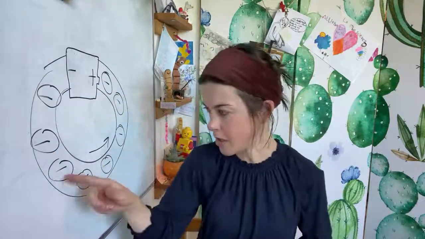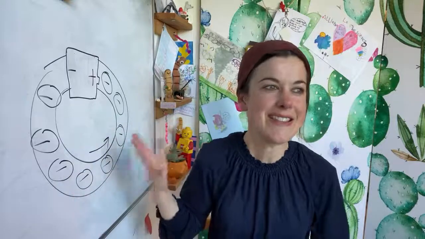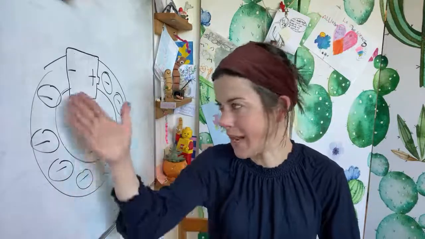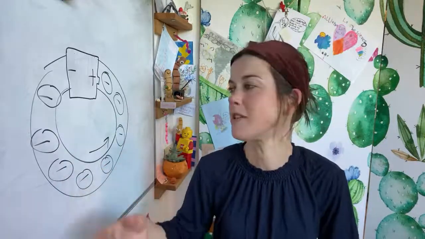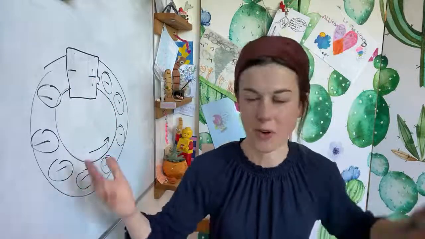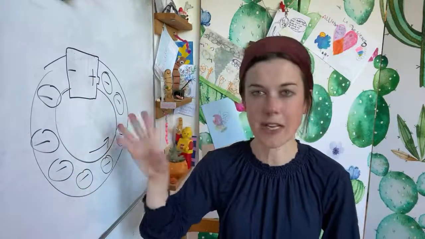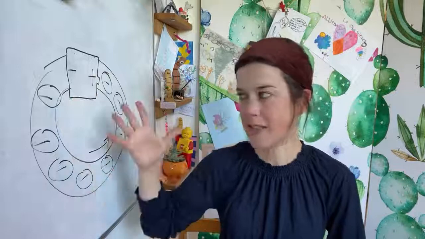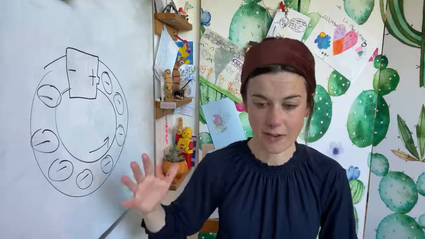A current is just charged particles that are moving. It's nearly always electrons that are moving. It could be positive particles, but in metals like the wires everywhere around your house, it's going to be electrons. So that's what we did last week. This is called a current. Charged particles moving is a current.